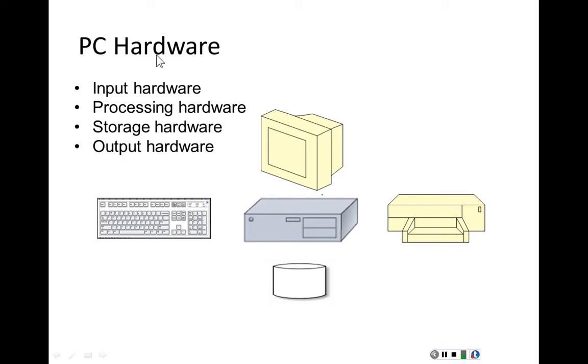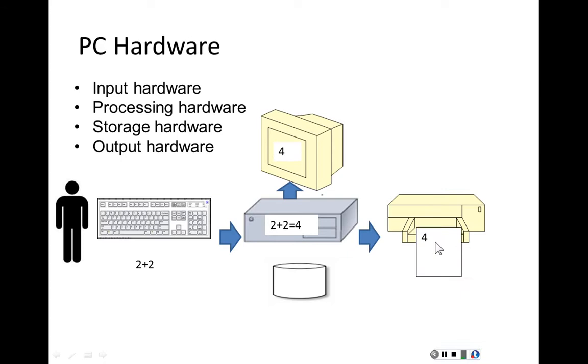PC hardware can be divided into input, processing, storage, and output hardware. Here's the example. The user types in the data, 2 plus 2, to the input hardware, the keyboard. That is then sent to the processing hardware, and the addition of 2 plus 2 is done in the processing hardware. Then the result, the number 4, can be output to output hardware, the monitor, or it can be output to the printer, or it can be stored to the hard drive.